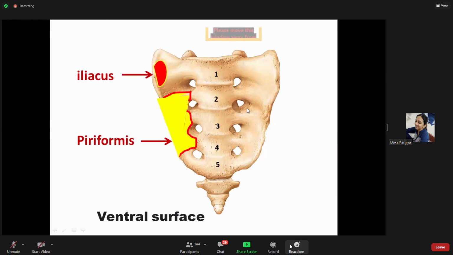So these two are the origins. Now the portion of the ala of the sacrum just behind the origin of iliacus gives the attachment of the lumbosacral ligament. See over here. And I will show you one figure that the medial smooth part is related with certain structures.